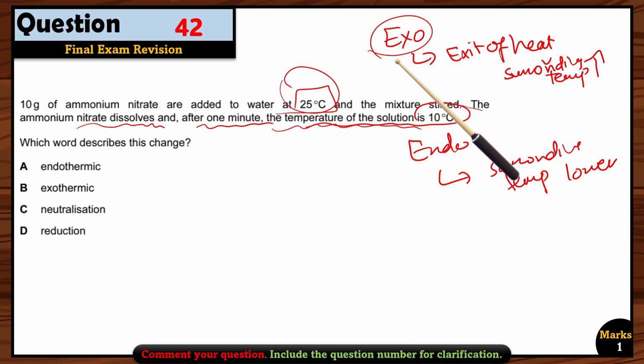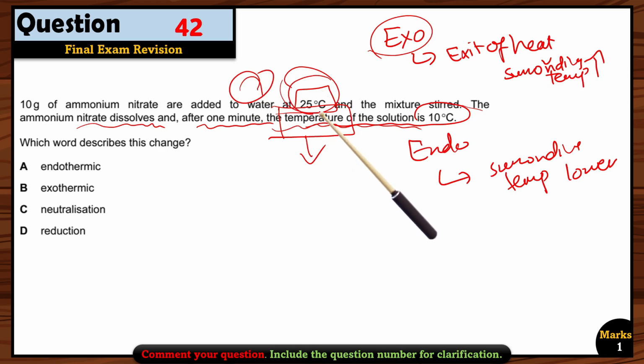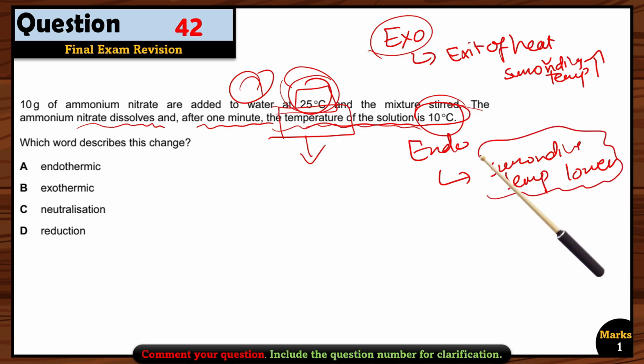The simplest trick is to read the question, and if the word is temperature, then it means they are talking about the surrounding. Even if they tell you the temperature of water, you see, water is our reactant in this, but still you cannot choose it as exothermic. Temperature was 25, then it becomes 10, so the temperature is reduced. It means the surrounding temperature has been reduced. So in endothermic, the surrounding temperature will be lower. So this reaction is endothermic.